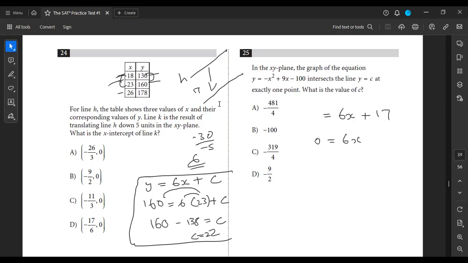So this means 6x is equal to negative 17. X is going to be negative 17 over 6. So negative 17 over 6, and our y is 0 because we already know y is 0. So our answer is going to be B.